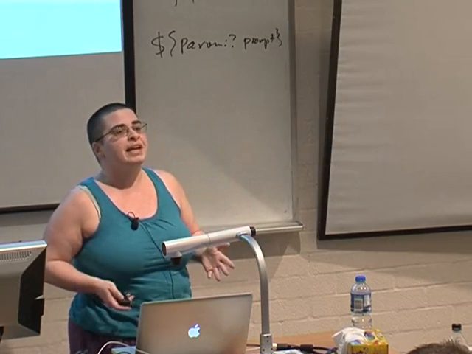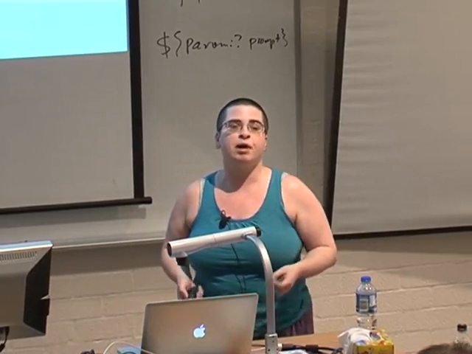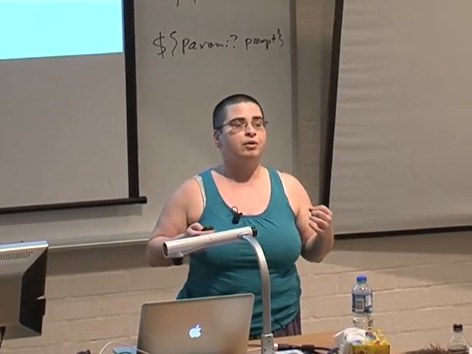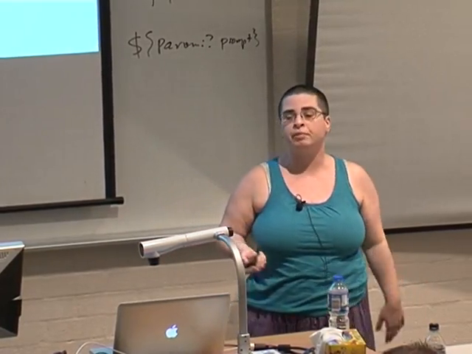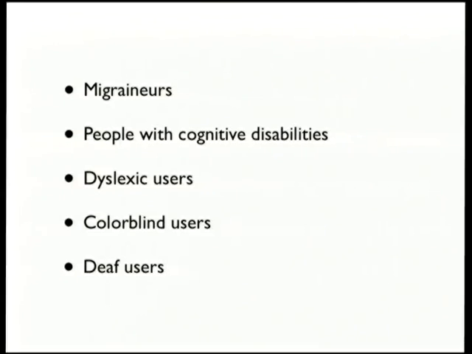So when we're thinking about accessibility, we're not just thinking about blind people, we're not just thinking about hard of hearing people, we're not just thinking about people who can't use the keyboard. There's a whole bunch of people we have to think about. People who have migraines, people who have cognitive disabilities, can't pay attention to things for a long time, people with trouble reading, people with dyslexia. People who are colorblind. The latest estimate I heard was that 9 to 10% of men have some form of colorblindness.